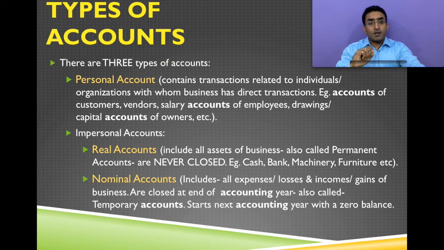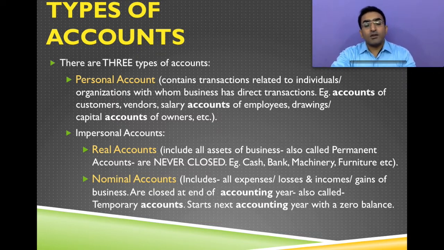Beforehand, you need to know how many types of accounts are there. Basically, there are three types. Personal accounts contain the transactions relating to any individual or any organization with whom the business is entering into any transactions, like accounts of the customers, suppliers, vendors, employees, so many. Then are the real accounts. Real accounts include all the assets of the business. They are the permanent accounts. They are never closed. They are always carried forward to the next year, and most importantly, they are never closed in one year. They are continued till the time we maintain an asset.